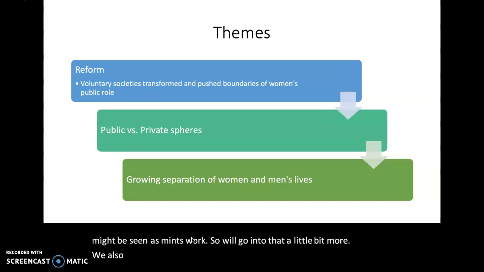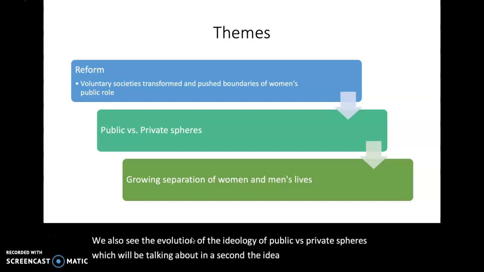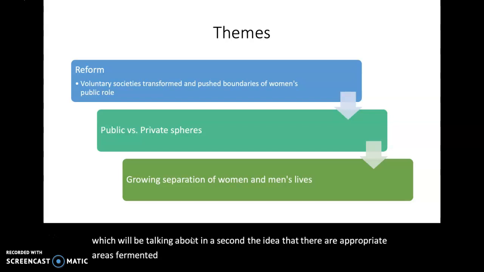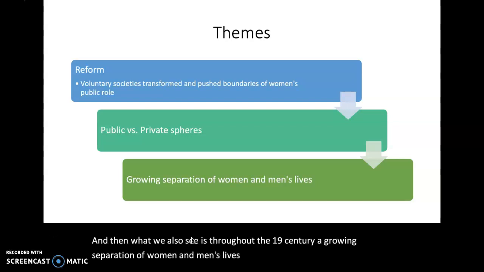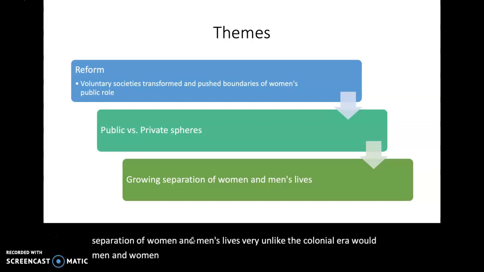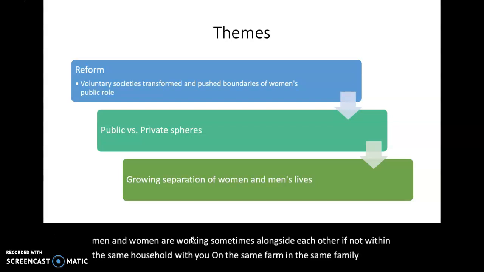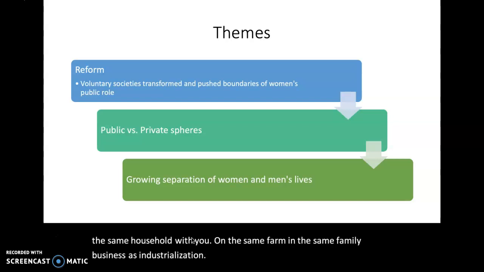We also see the evolution of the ideology of public versus private spheres, which we'll be talking about in a second. The idea that there are appropriate areas for men to dwell and appropriate areas for women to dwell in society. And then what we also see throughout the 19th century is a growing separation of women and men's lives, very unlike the colonial era when men and women are working sometimes alongside each other, if not within the same household, on the same farm, in the same family business. As industrialization develops in America, we see just a greater separation between gender.